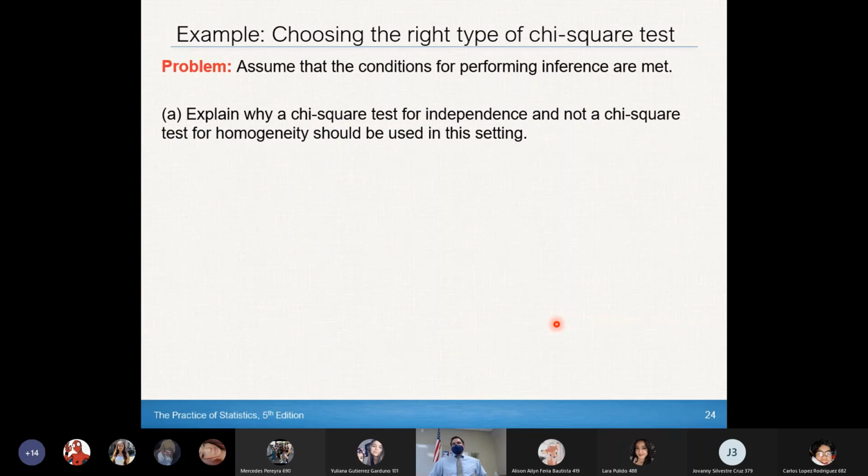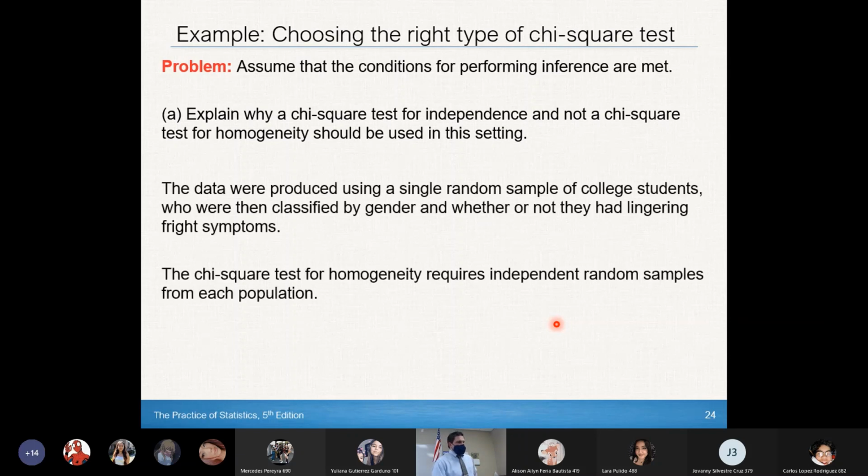So assume that the conditions for performing inference are met. Explain why a chi-square test for independence and not a chi-square test for homogeneity should be used in this setting. The data were produced using a single random sample of college students who were then classified by gender and whether they had lingering fright symptoms. So we're sampling from a single population and from a single random sample.